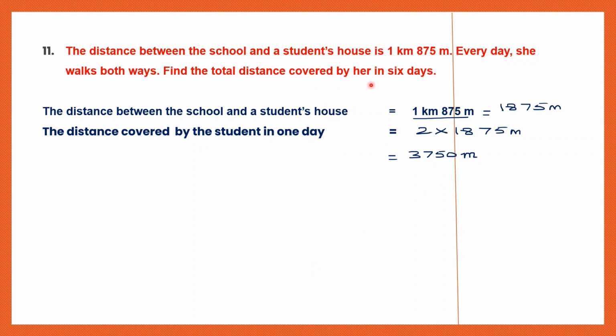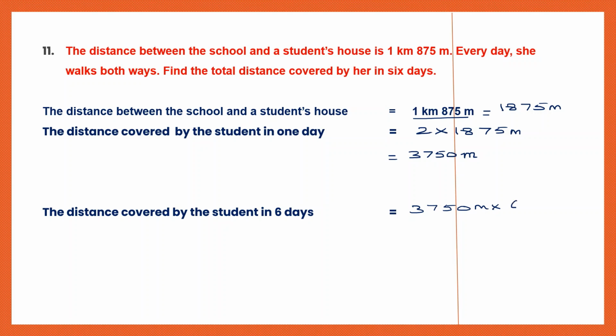But we have been asked to find the distance covered by her in 6 days. So the distance covered by the student in 6 days will be 1 day is so much into 6. So that will tell us for 6 days how much she covered. So that is 3750 meters into 6. So let's multiply. 3750 into 6. 6 zeros are 0, 6 5s are 30, carry 3, 6 7s are 42, plus 3 45, carry 4, 6 3s are 18, plus 4 22. So how much is this? 22,500.